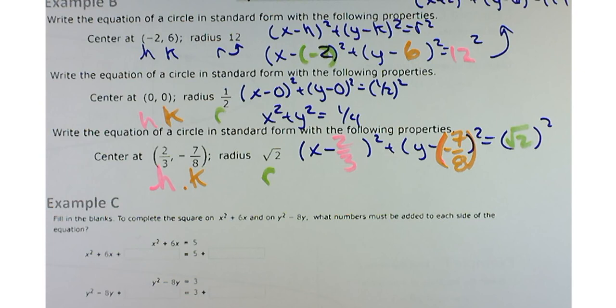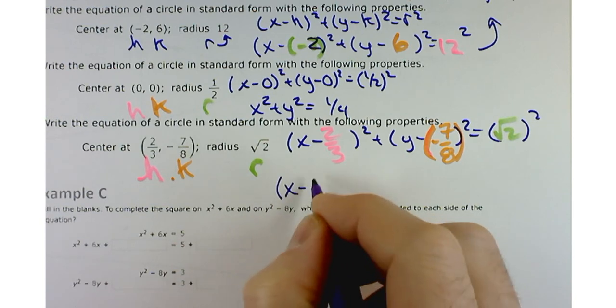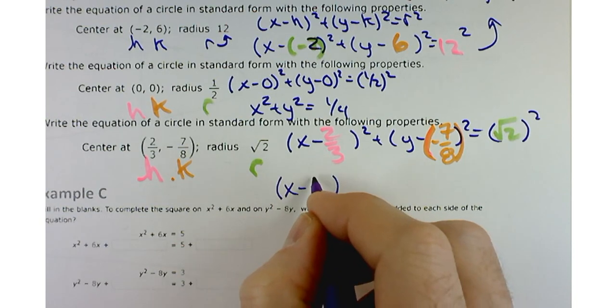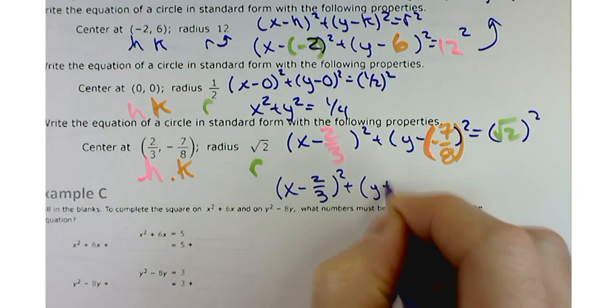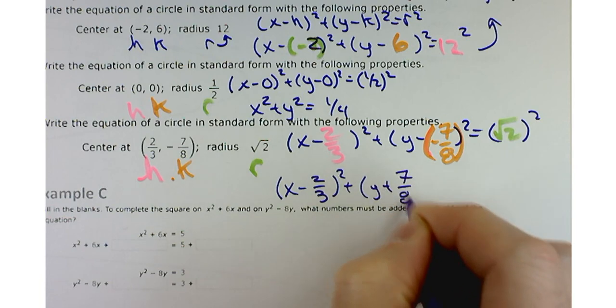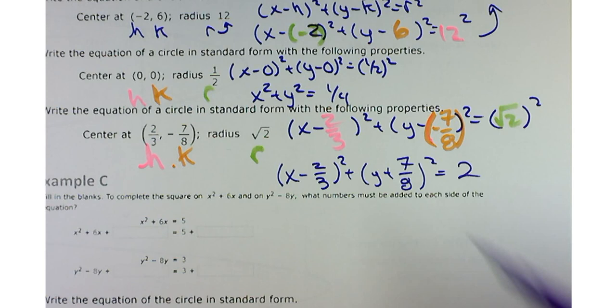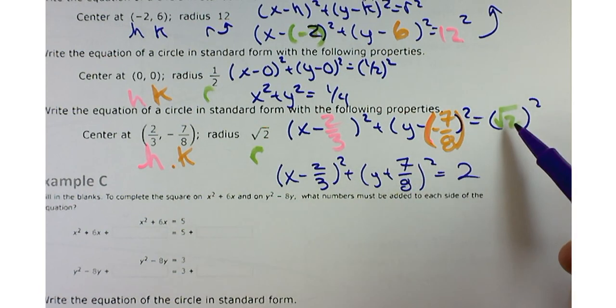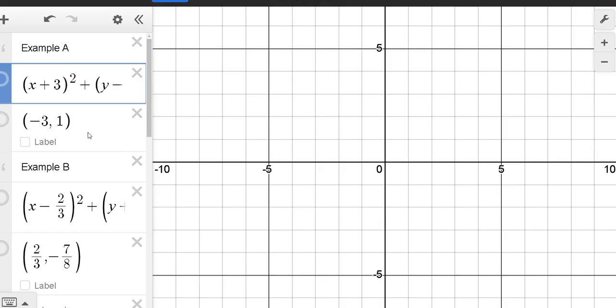Ryan, what do you think I'm going to look for in terms of a final answer? What do you think I'll write on my answer key anyways? X minus 2/3 squared plus y plus 7/8 squared equals 2. Perfect. So the two things I'd be looking for is the double negative becomes a positive. Square root of 2 squared is just 2. Nice. Nice.